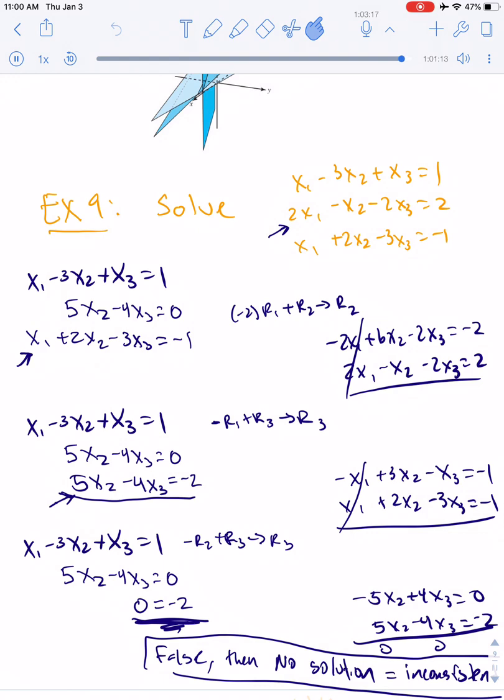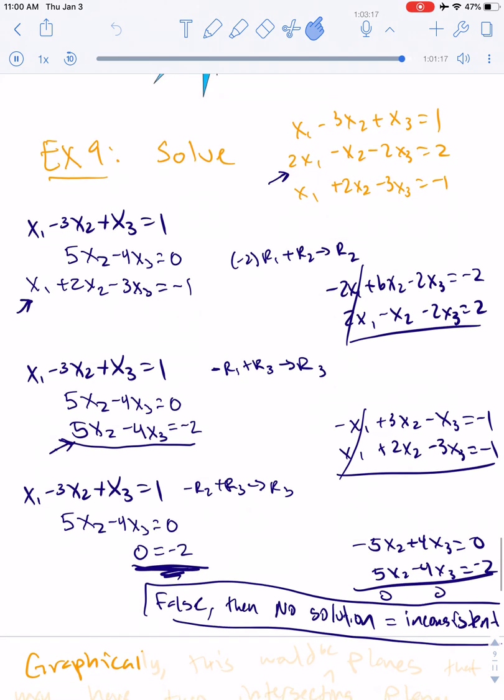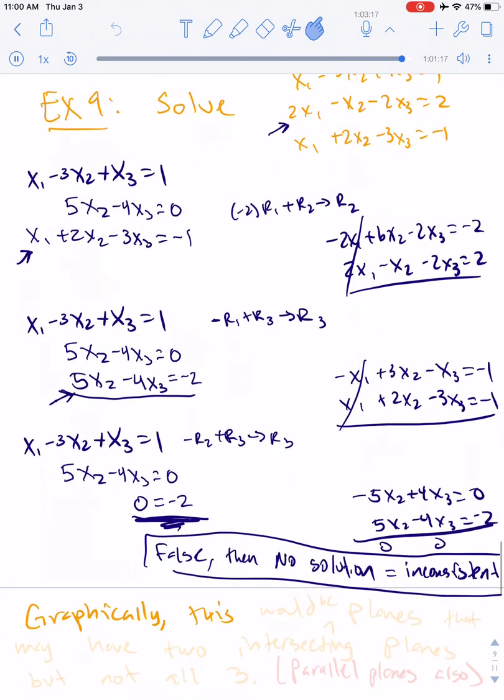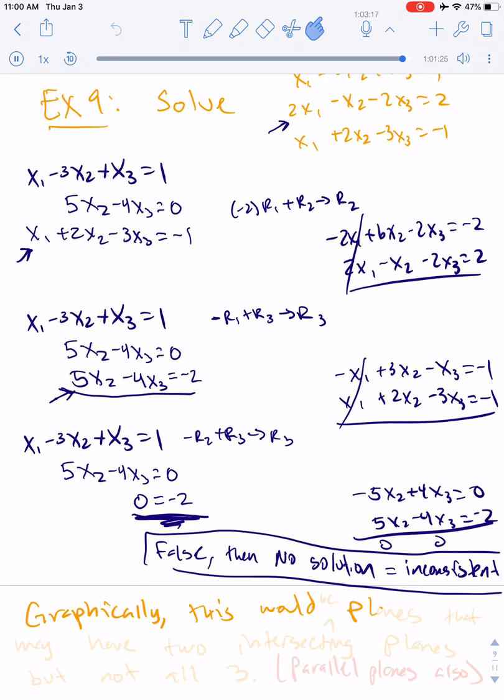Now the picture with this, so graphically, what would this look like? This would be planes that maybe two planes intersect, but they all won't intersect at one point. This would be planes that may have two intersecting planes, but not all three.